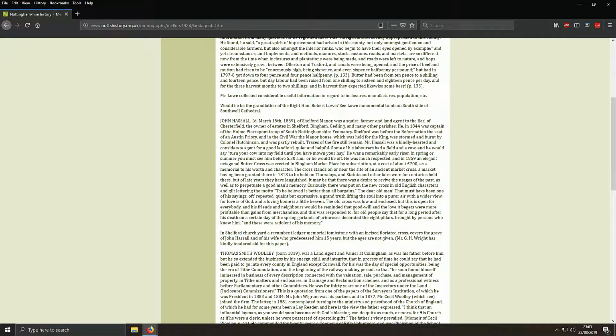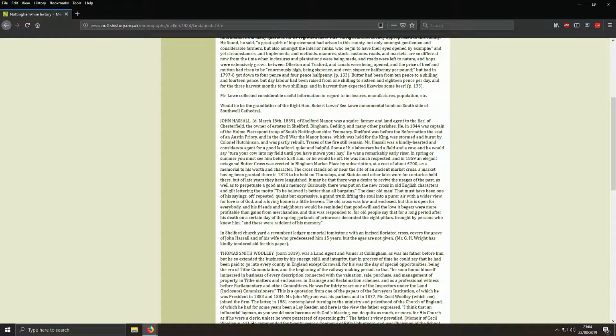It may be that the desire to revive the usages of the past, as well as to perpetuate a good man's memory. Curiously, there was put on the new cross in old English characters, in gilt lettering, the motto, "Oh, to be beloved is better than all bargains." The dear old man, that must have been one of his sayings often repeated, quaint but expressive, a grand truth, lifting the soul into pure air with a wider view, for love is God, and a loving home is a little heaven. My God, where have they got that from?